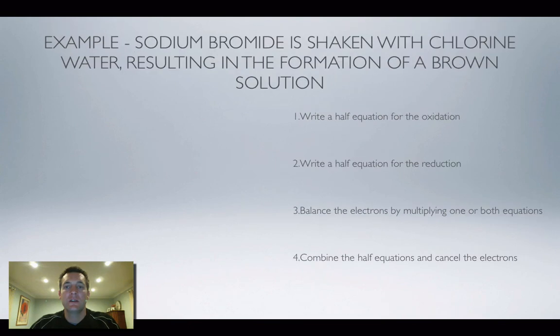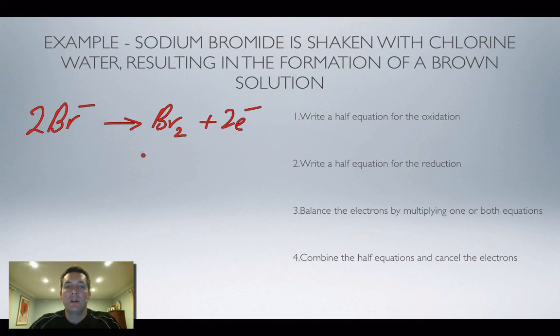Okay, last example for this film. Sodium bromide is shaken with chlorine water, resulting in the formation of a brown solution. So again, some detective work going on here. I'm starting with bromide ions, forming a brown solution. Well, if I look on my datasheet, I'll see that bromide ions will form bromine water, which is brown. Okay, so by looking at this brown colour here, I can tell that the bromide has turned into bromine. I need 2 bromide ions for that.